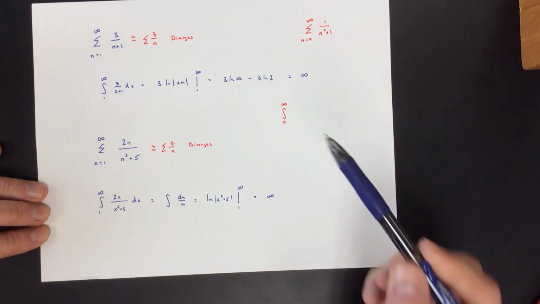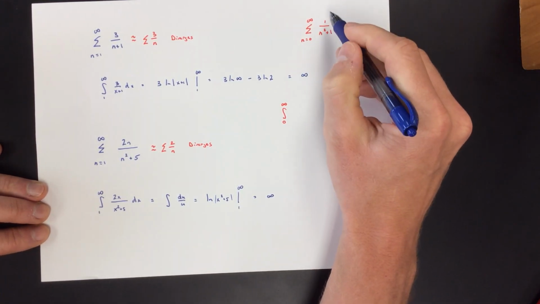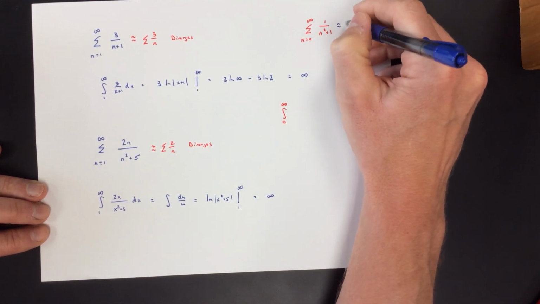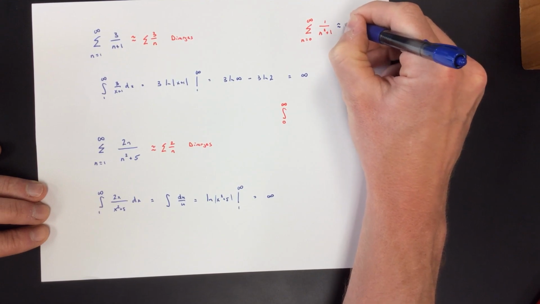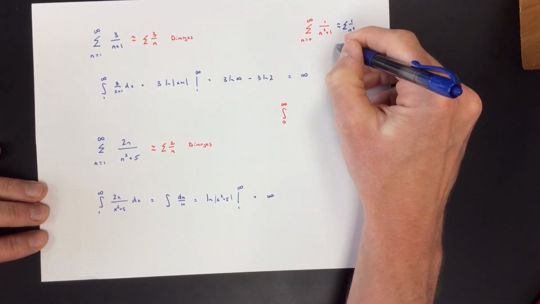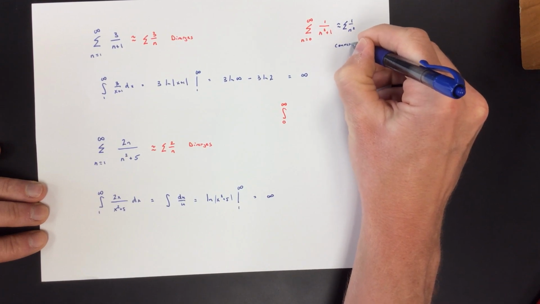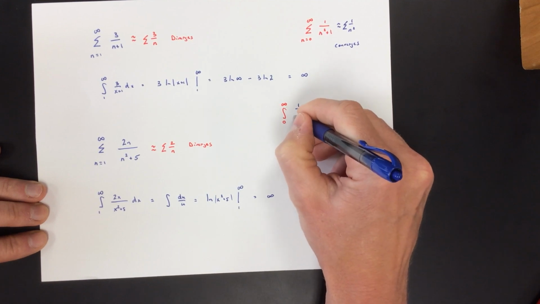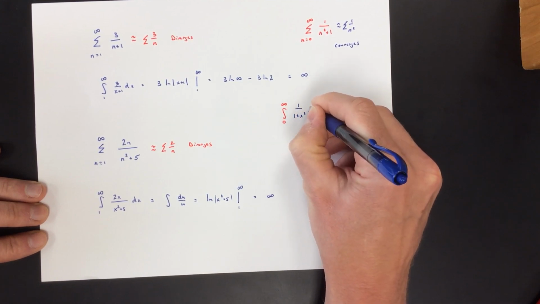Now again, it's not technically a p-series, right? It's not 1 over n squared. It's 1 over n squared plus 1. But guys, really, 1 over n squared plus 1 is pretty much 1 over n squared. And we know that 1 over n squared converges based on the p-series test. And then we can prove it using the integral test. So let's integrate the corresponding function, 1 over 1 plus x squared dx.